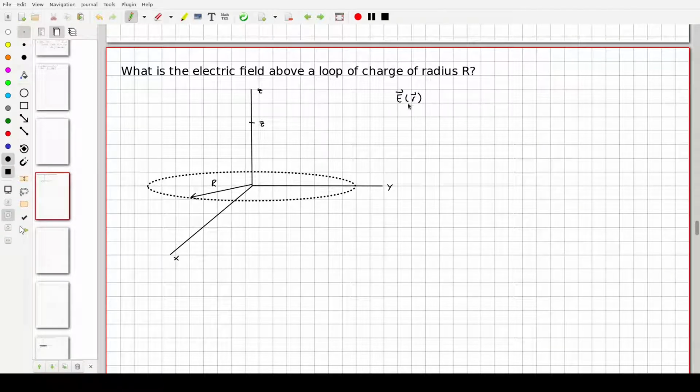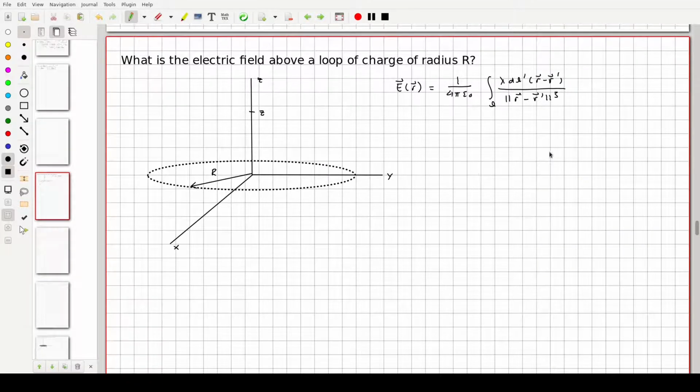again, just like before, E of r is going to equal 1 over 4 pi epsilon naught, the integral over our line, lambda dl prime, r minus r prime, divided by r minus r prime cubed. The question is, what's r and r prime? Well, instead of using x, y, and z coordinates, I'm going to use r, theta, and z.